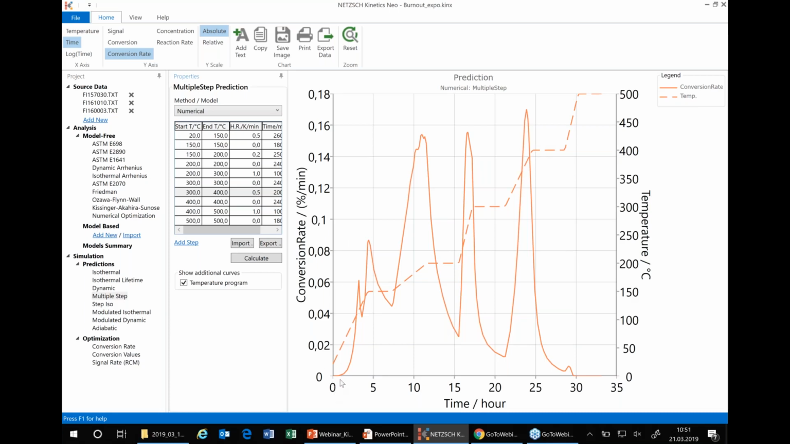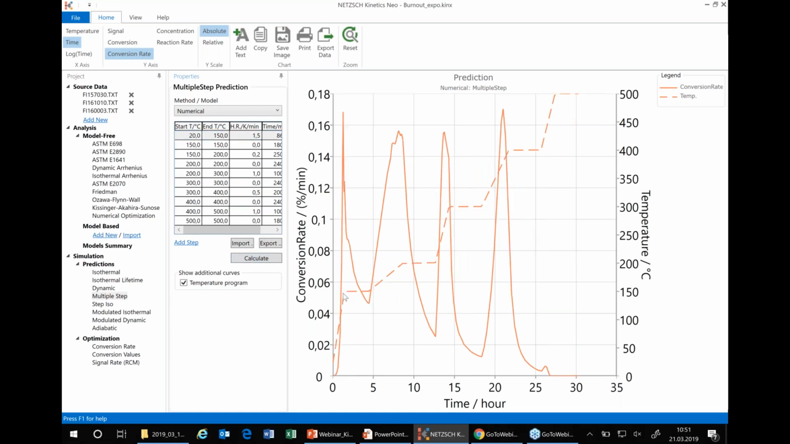For example, here at the beginning, in the first 2 hours, nothing happens. It means that here we can improve, we can make the heating a little bit faster. For example, 1.5 K per minute. Now it is much better. Next one.